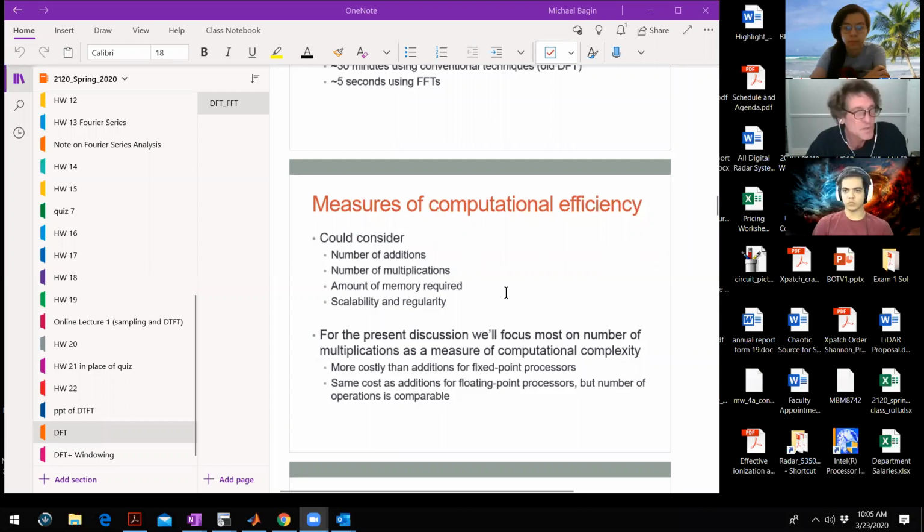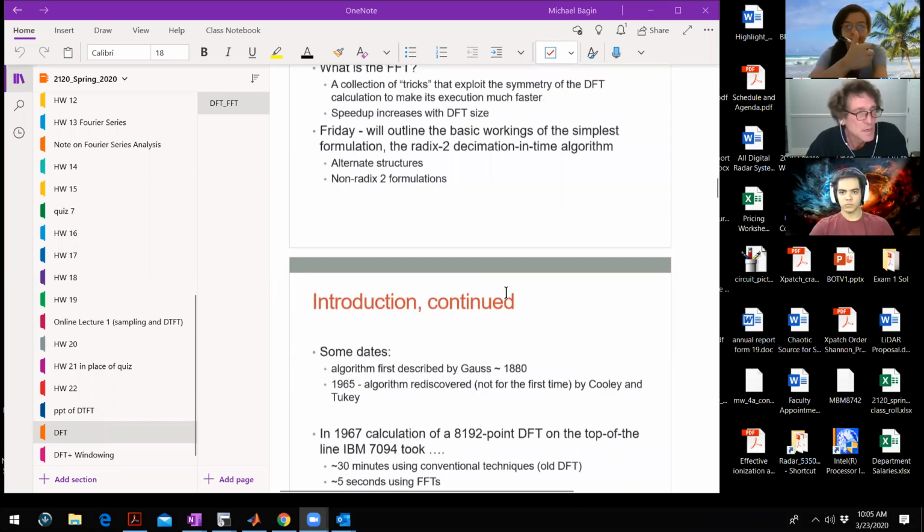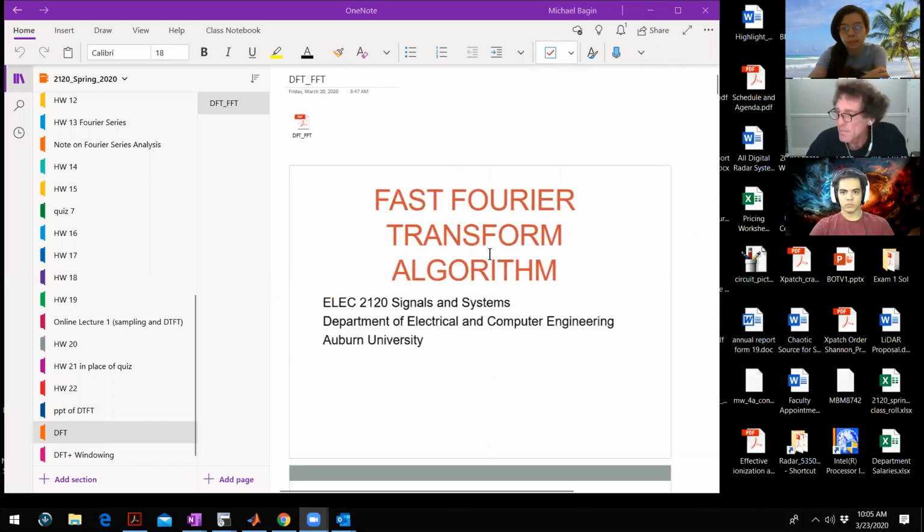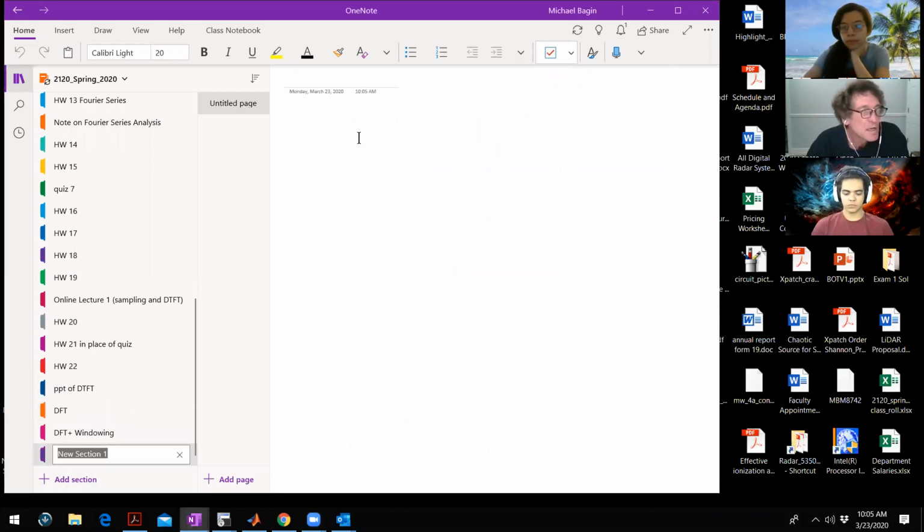Okay, can you all see a screen that has fast Fourier transform on top? Yes, you can see it. What I'm going to do, I'm just going to add a section here, and then what questions do you have first before we get going? Anybody?